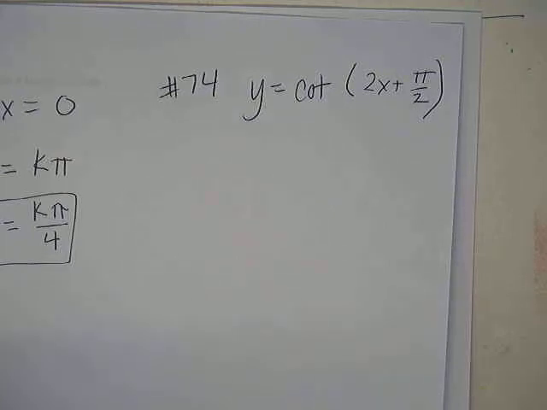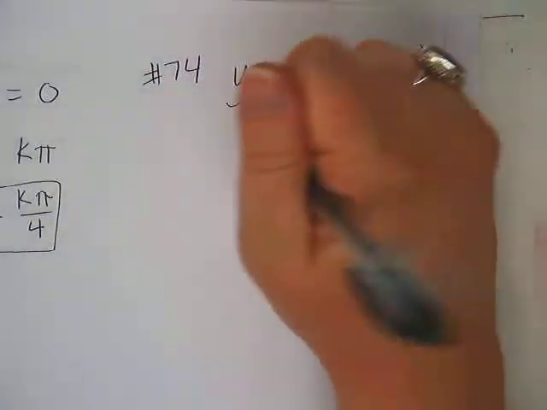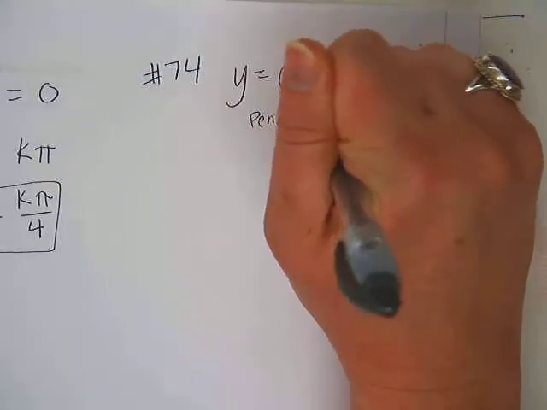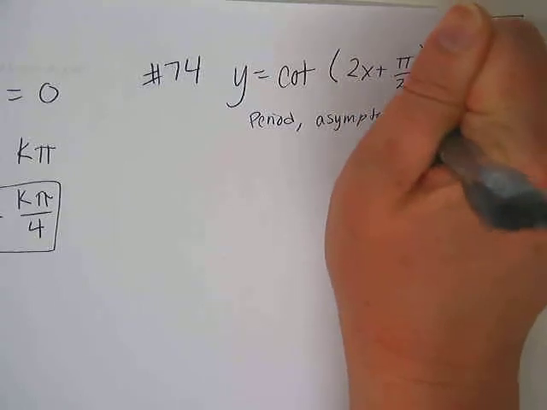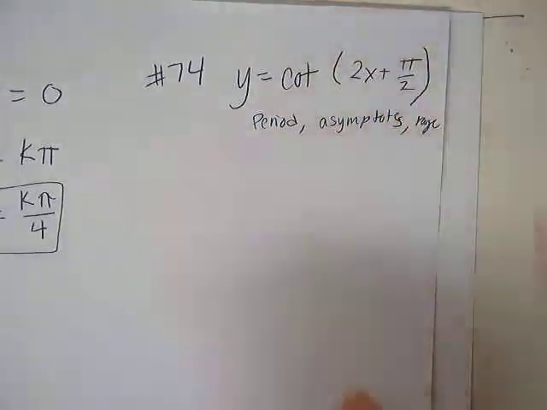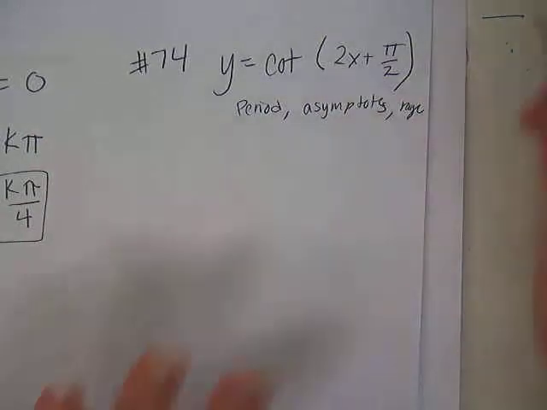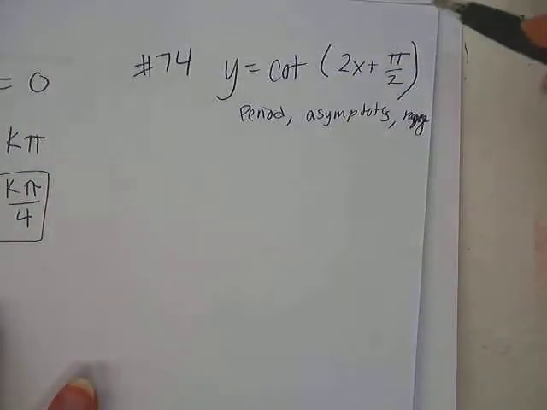Find the exact value of cosine negative pi over 12 using, no, that's the wrong one. Find the period. I started reading the wrong question. So we're finding the period, the asymptotes, and the range. We don't have to find the phase shift.